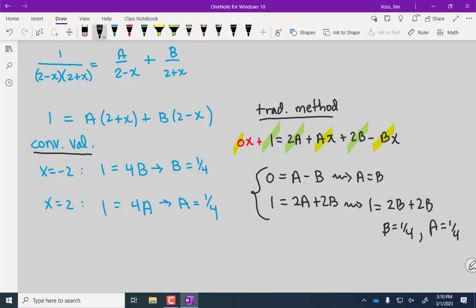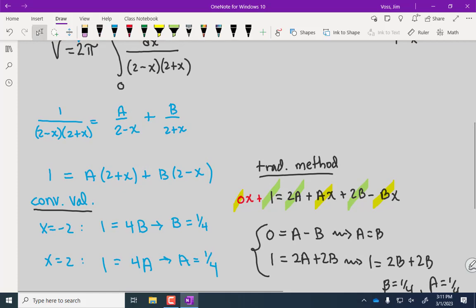Will you care which method we use on the exam? No, it's totally up to you. If you feel better with one than the other, totally fine. Or if you want to use a hybrid method, you can. Some people like the hybrid method.